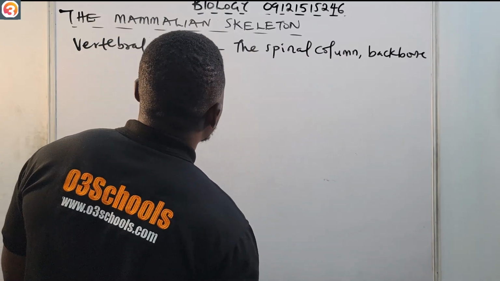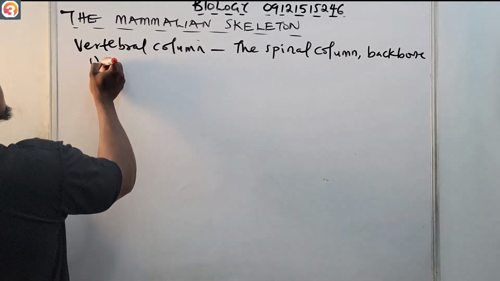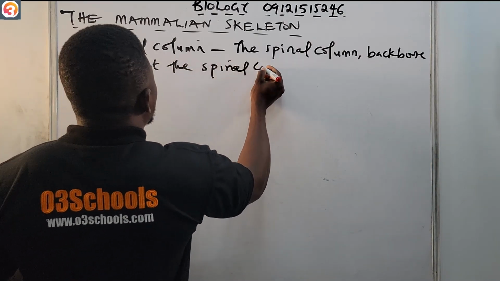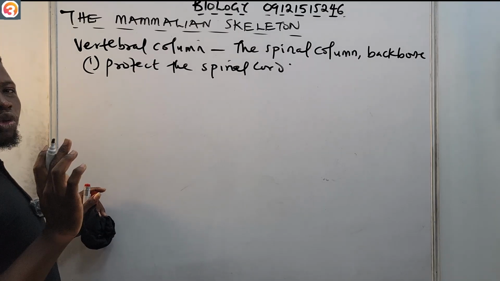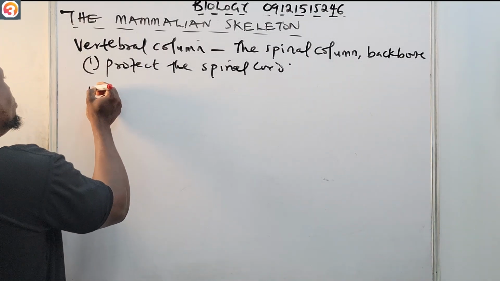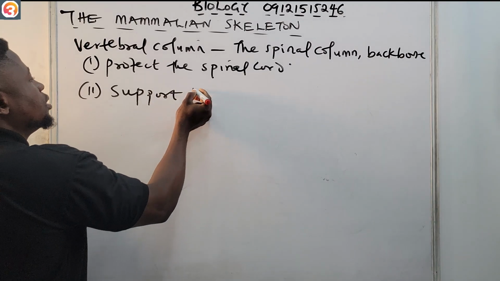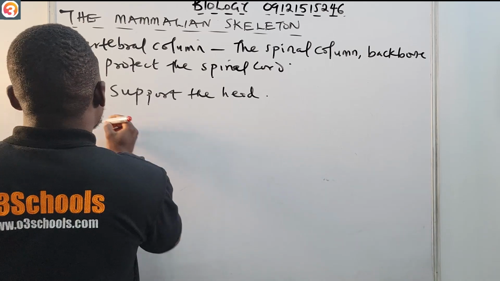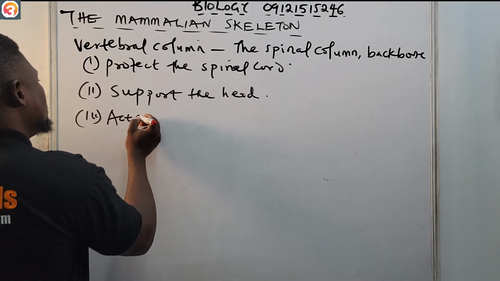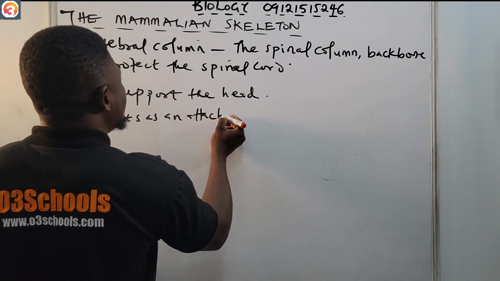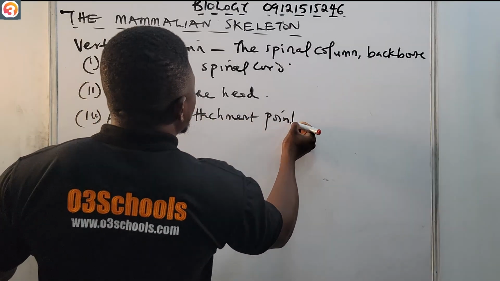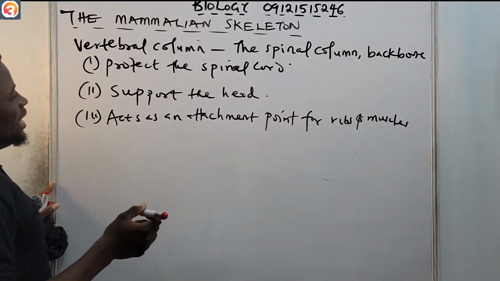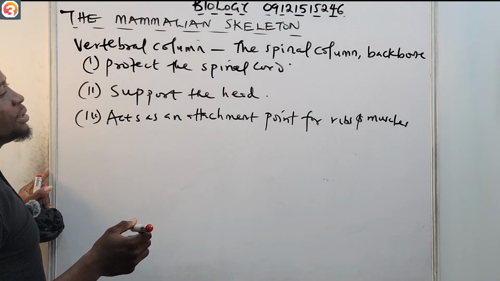So the major function number 1 is to protect the spinal cord. Number 2, the vertebral column also helps to support the head. Number 3, it acts as an attachment point for ribs and muscles.